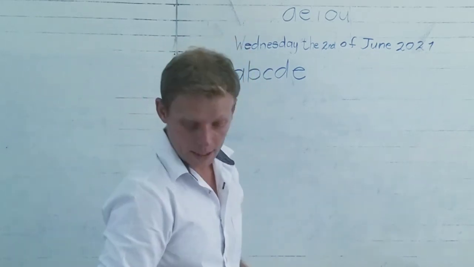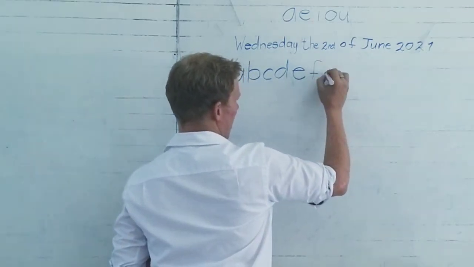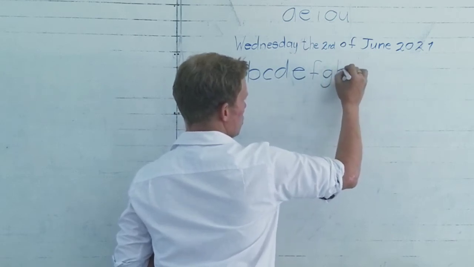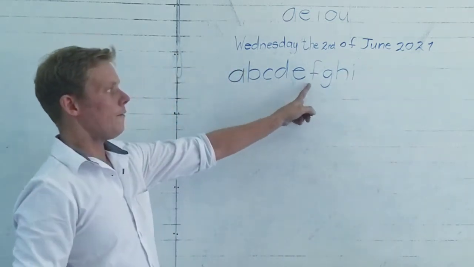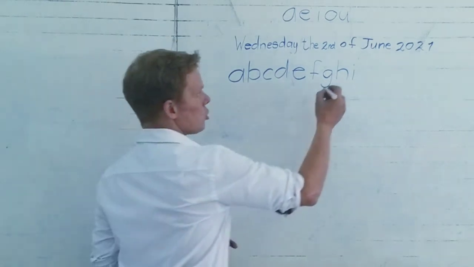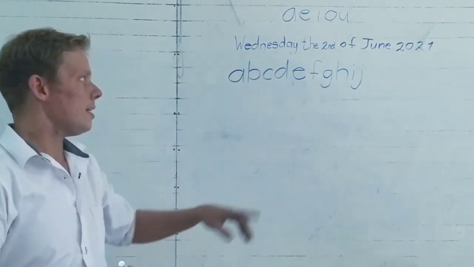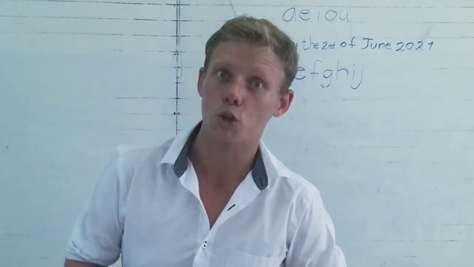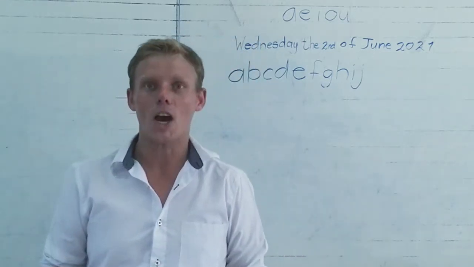What would that be? F, G, H, I, J. A, B, C, D, E, F, G, H, I, J.